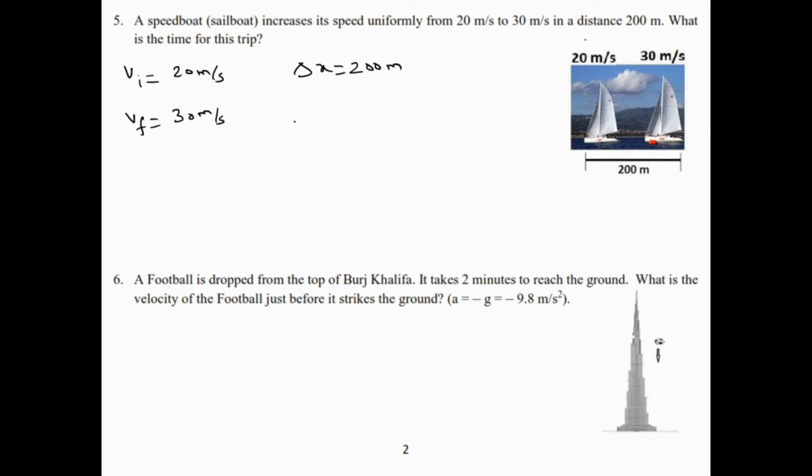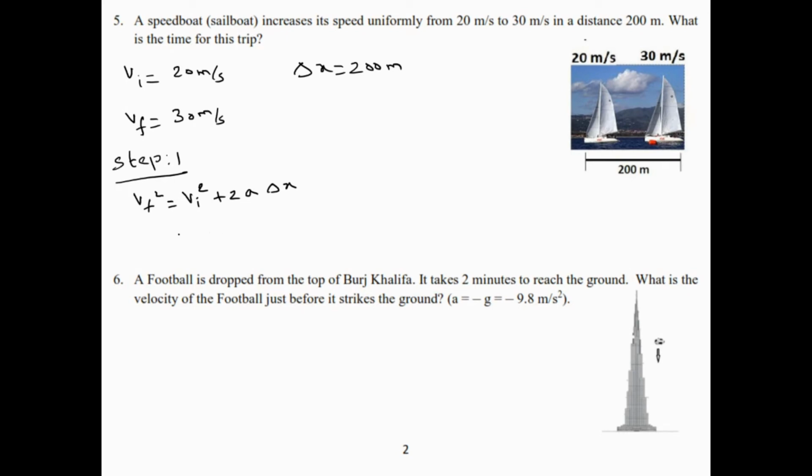For answering this question, I'm going to make two steps. In the first step, I'm going to find the acceleration, because without acceleration it is not possible. In step 1, I'm going to find the acceleration. So we are going to use the third equation, v final square is equal to v initial square plus 2 into a into delta x.